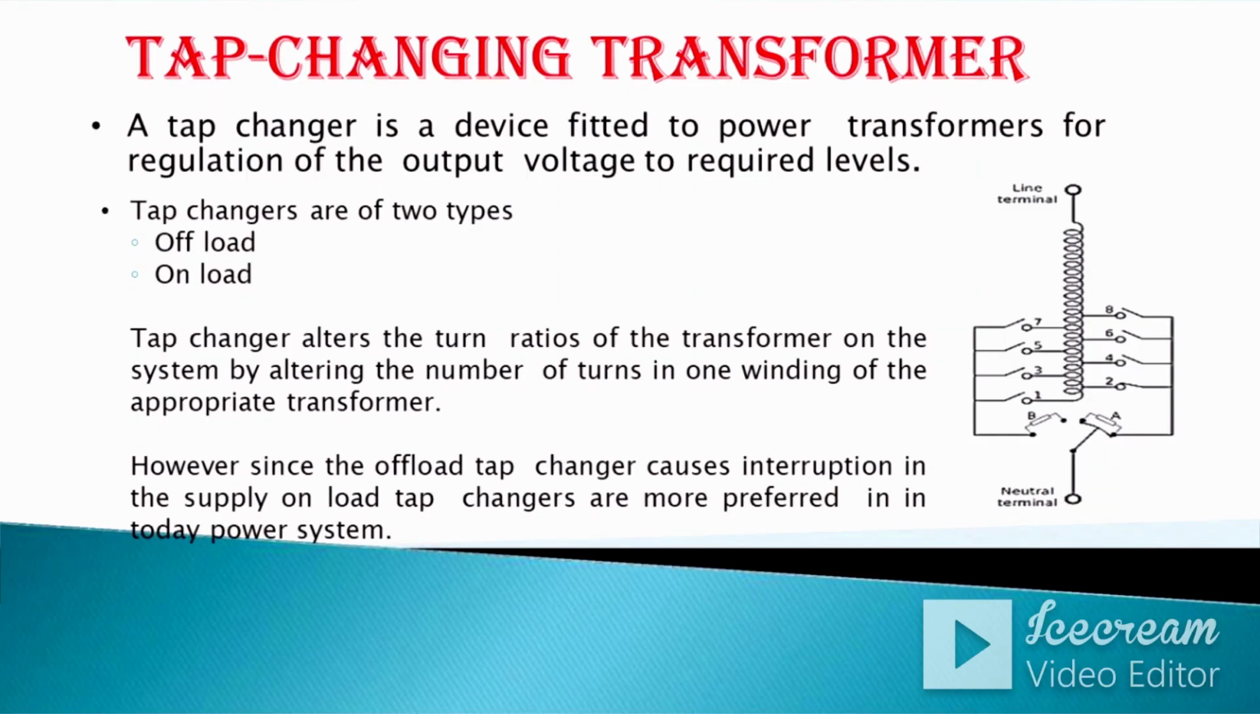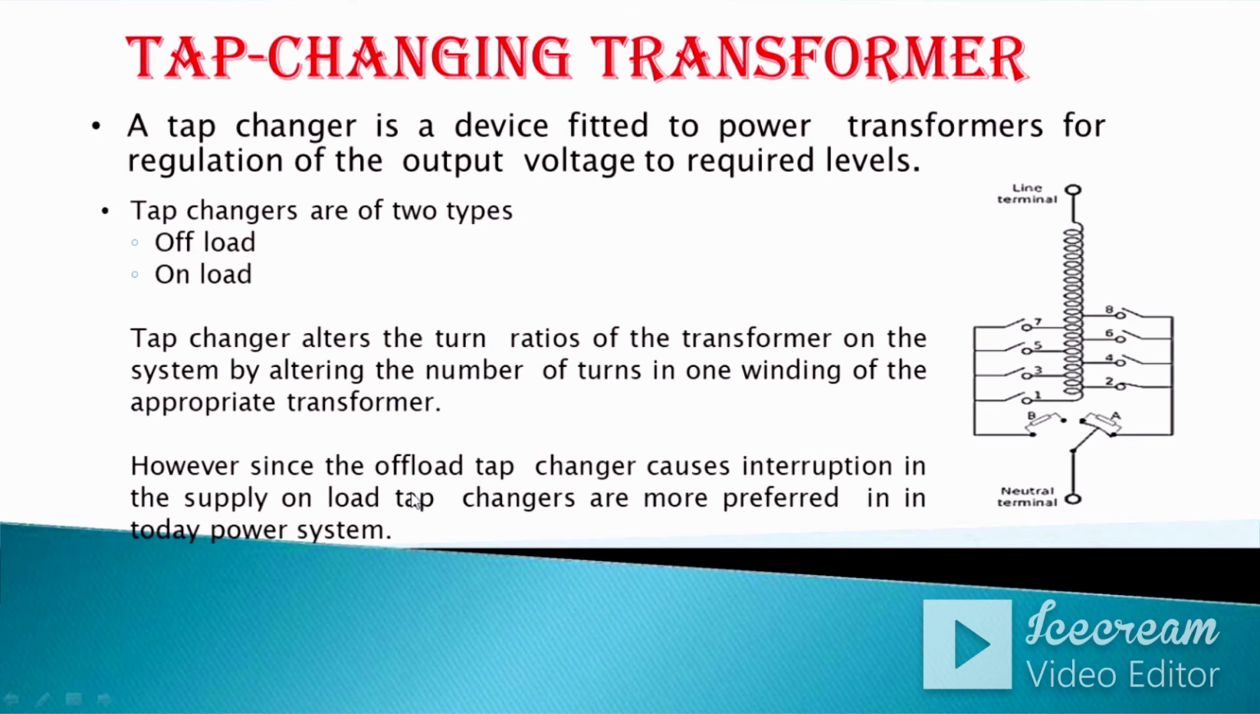So as I have mentioned previously, what does the tap changing transformer do? It only regulates the output voltage at a required level. They are basically of two types: off load or on load, and they alter the turns ratio of the transformer by altering the number of turns in one winding of the appropriate transformer. The off load tap changer causes an interruption of the supply, whereas with on load, the tappings can be changed without any interruption of the supply, but for the off load tap changing transformer we have to cut down the supply.